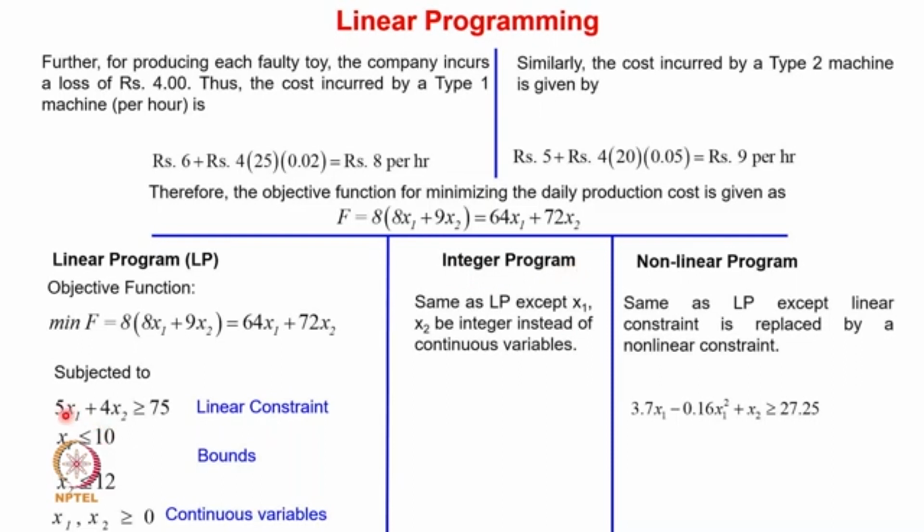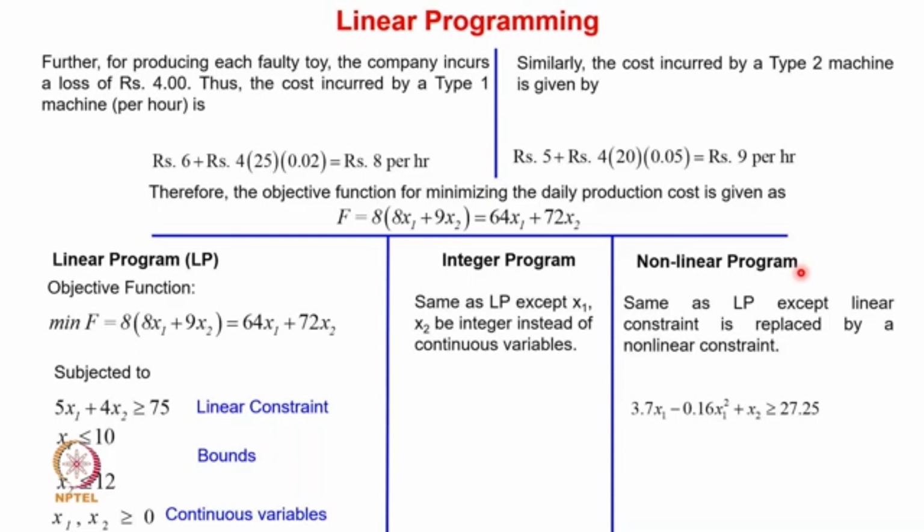And let's say this linear constraint we had here, 5x1 plus 4x2 greater than or equal to 75. If I replace this linear constraint by some arbitrary new non-linear constraint like 3.7x1 minus 0.16x1 square plus x2 greater than or equal to 27.25, I have replaced this first constraint by another non-linear constraint arbitrarily. In that case, our problem formulation becomes a non-linear program.